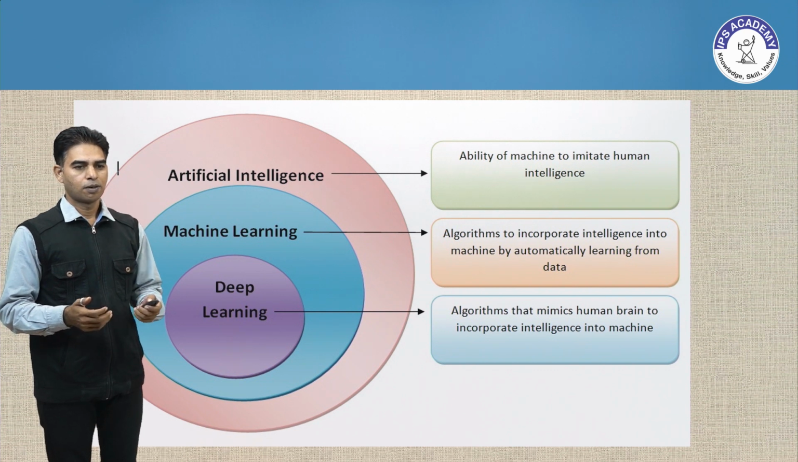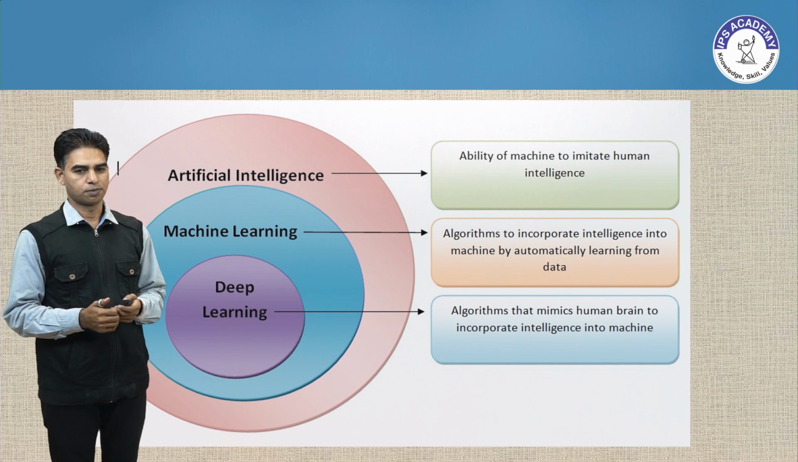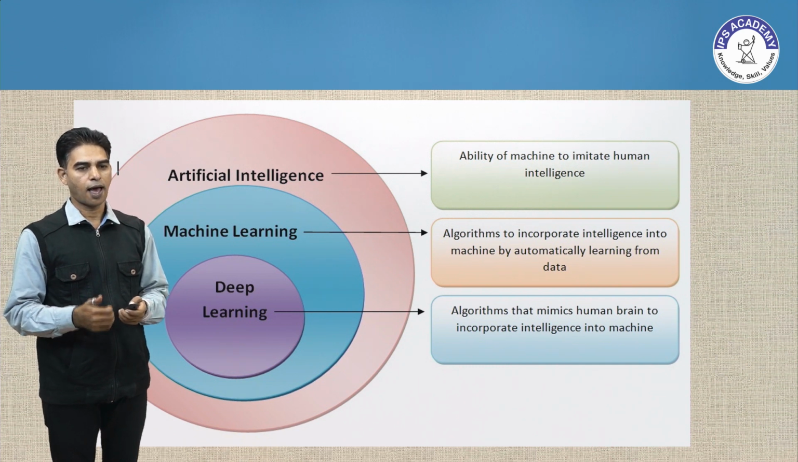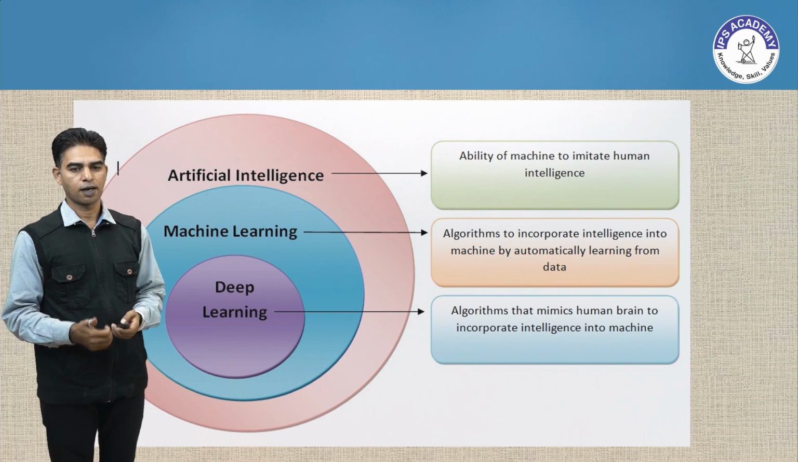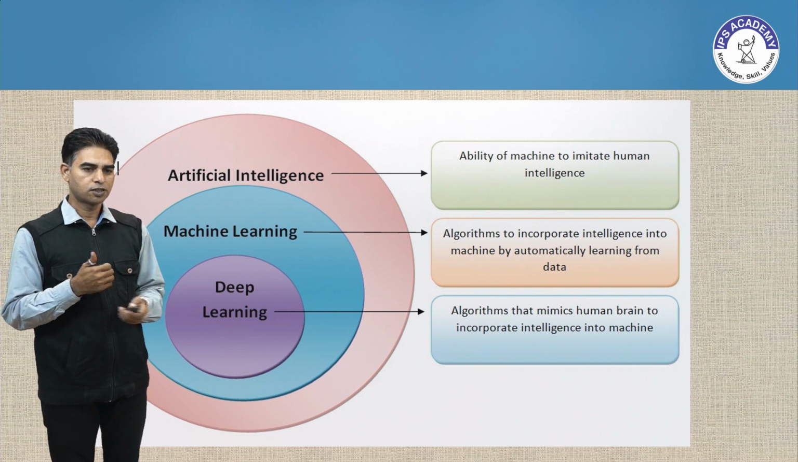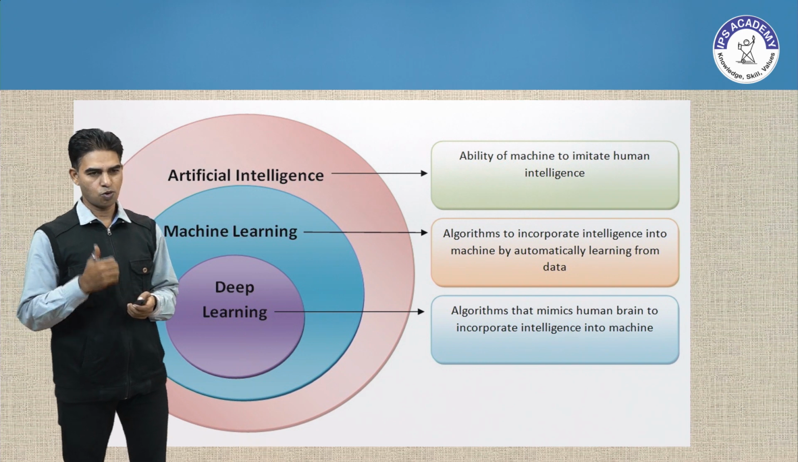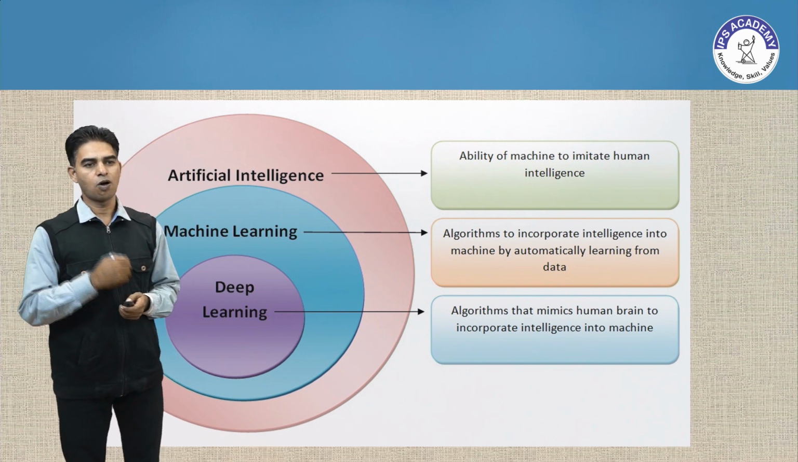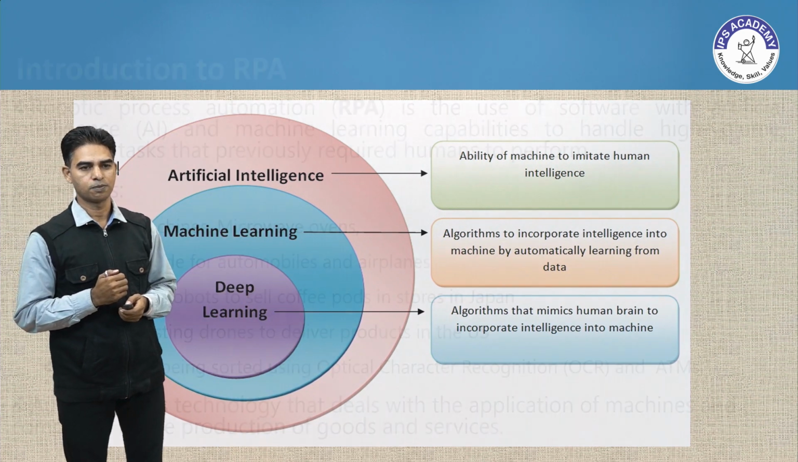And now the term nearby to robotic process automation is deep learning. What do we think about deep learning? It is also algorithms, but these algorithms mimic the human brain. It is just mimicry, trained like the human brain to incorporate intelligence into the machine. So now we want to make our machine intelligent. How do we make it intelligent? These three terms are very necessary for robotic process automation.